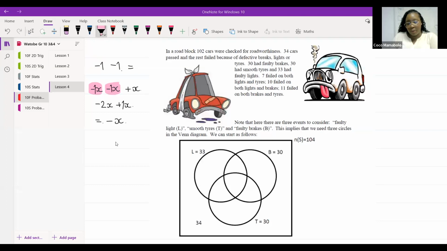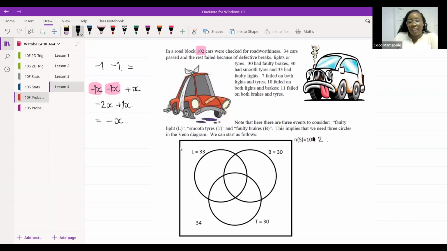Okay, first thing I'm already noting is that there's a mistake in our sample size, right? Because it says here, in a roadblock, 102 cars were checked for roadworthiness, but over here they've told us that our sample size is equal to 104. So please, guys, it's not 104, it's 102. Okay, let's start with fixing that.